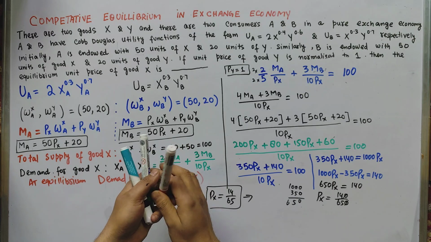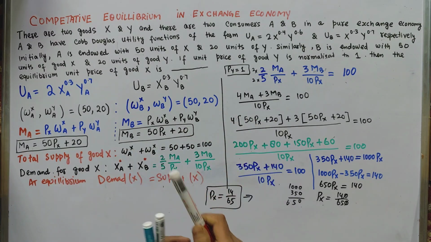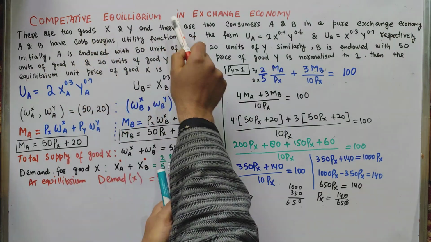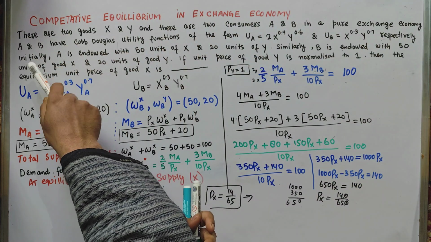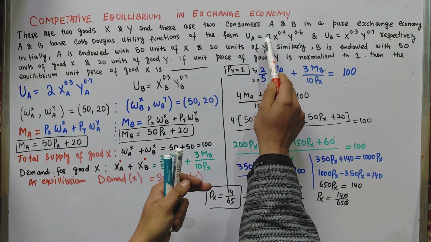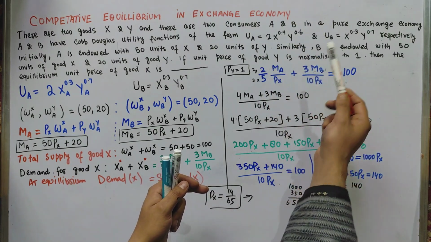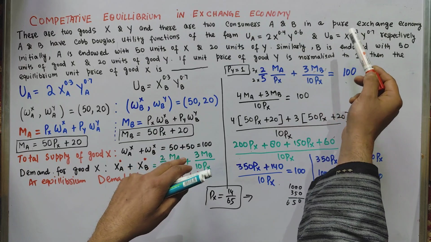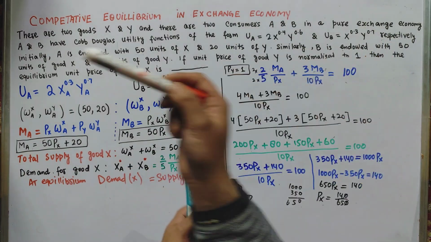In this video, we will learn how to find out the competitive equilibrium in an exchange economy. The question is, there are two goods X and Y and there are two consumers A and B in a pure exchange economy. A and B have the Cobb-Douglas utility function of form UA is equal to 2x raised power 0.4 times y raised power 0.6 and utility function of consumer B is equal to x raised power 0.3 times y raised power 0.7 respectively.